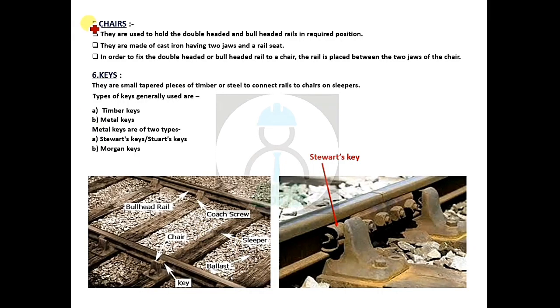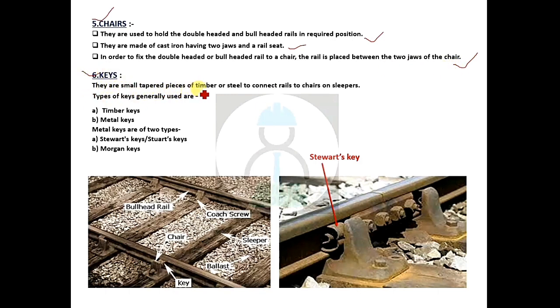Next, number 5, chair. They are used to hold the double-headed and bull-headed rail in the correct position. They are made of cast iron having two jaws and a rail seat. In order to fix the double-headed or bull-headed rail to a chair, the rail is placed between the two jaws of the chair. Next one is key, number 6.